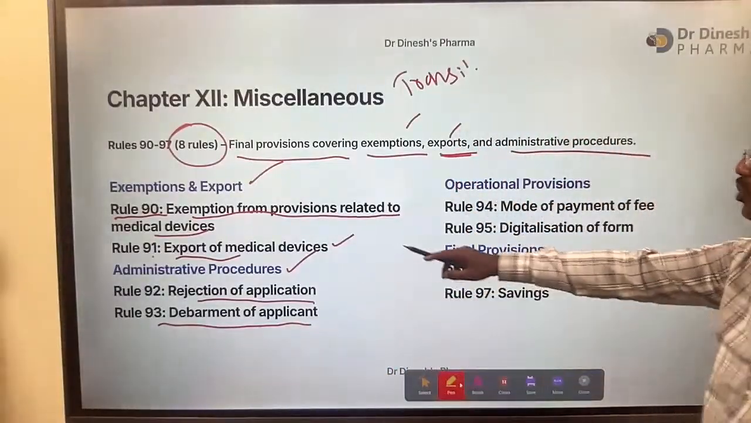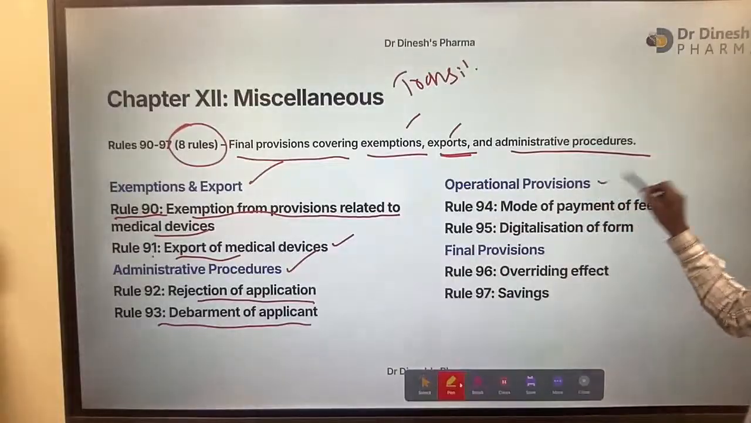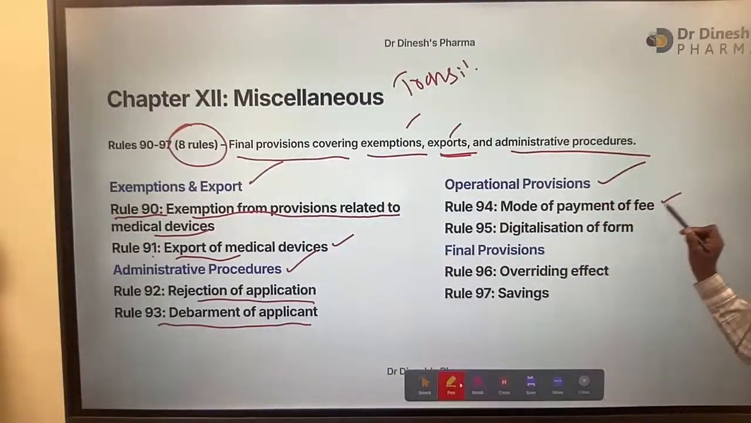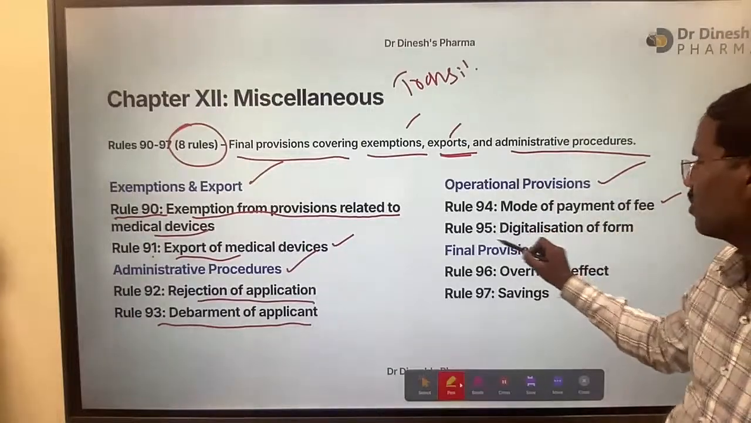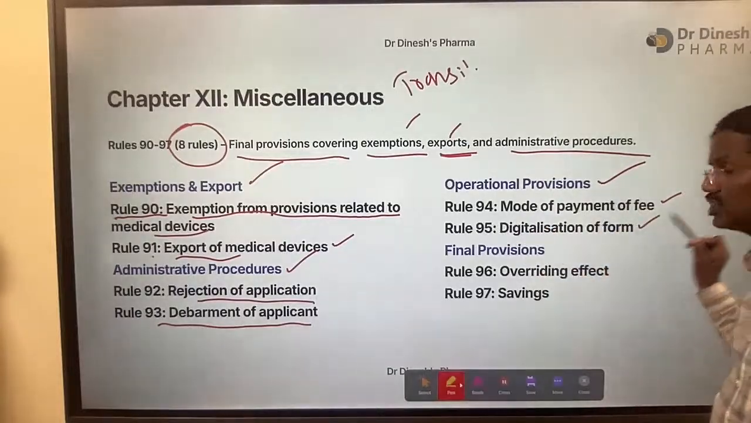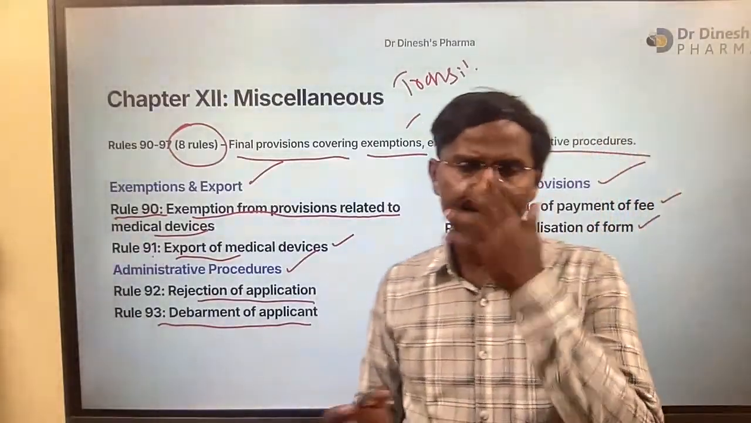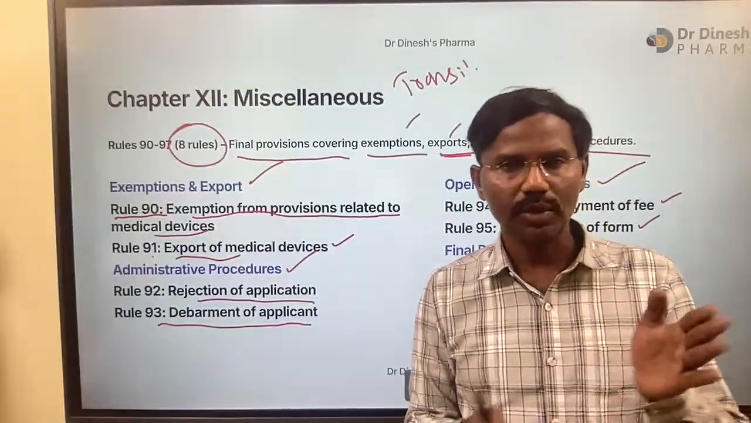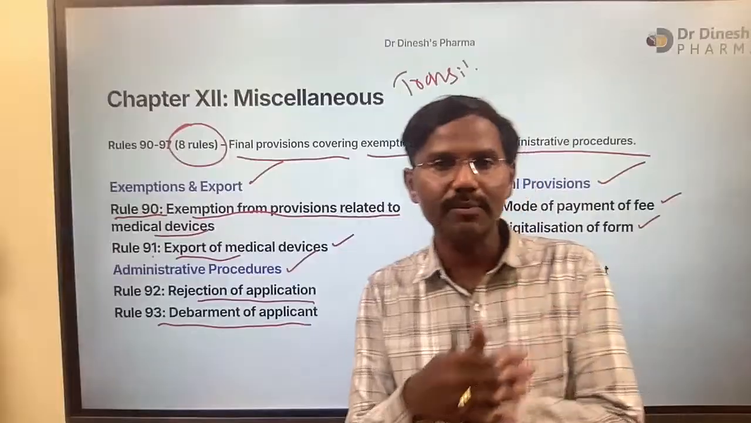That is administrative procedures. Then coming to the operational provisions: 94, mode of payment of fee. 95, digitalization of form. Recently the CDSCO started compulsory digitalization of forms, so the form should be completely available online.